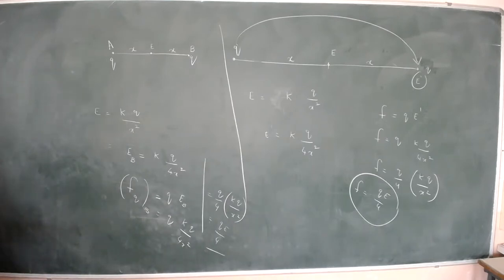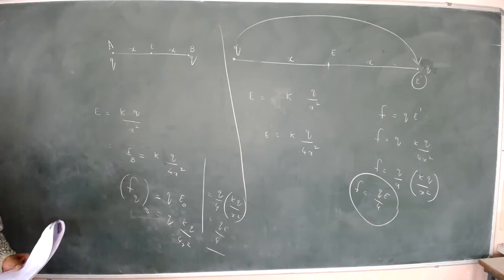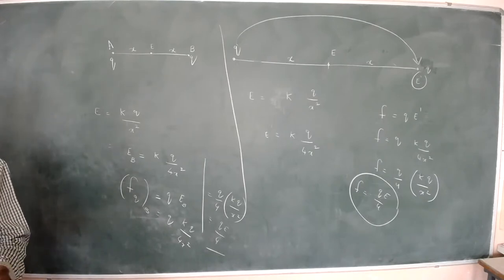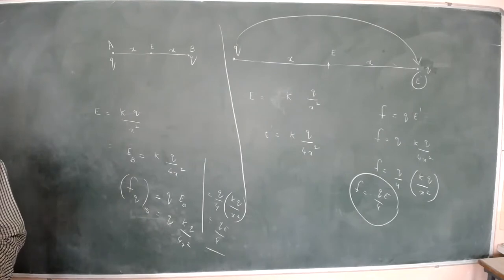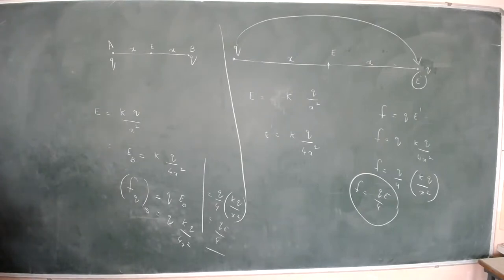Next problem, I am just reading it out. A and B are two points separated by a distance of 5 cm. Two charges, 10 microcoulomb and 20 microcoulomb, are placed at A and B. The resultant intensity of electric field at a point outside the charges, at a distance of 5 cm from the 10 microcoulomb charge, is?